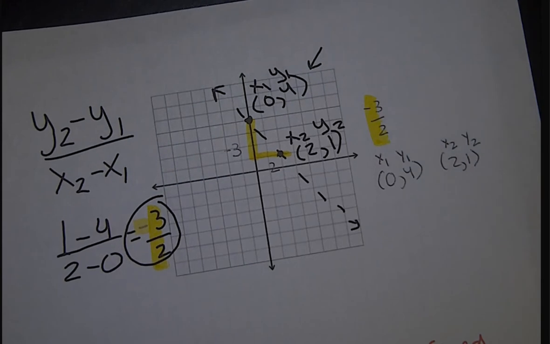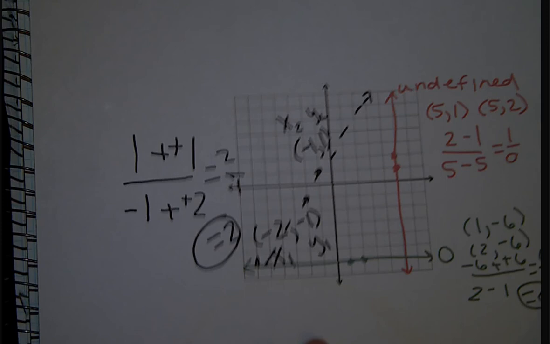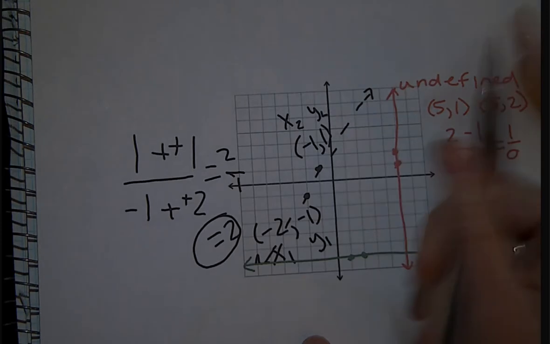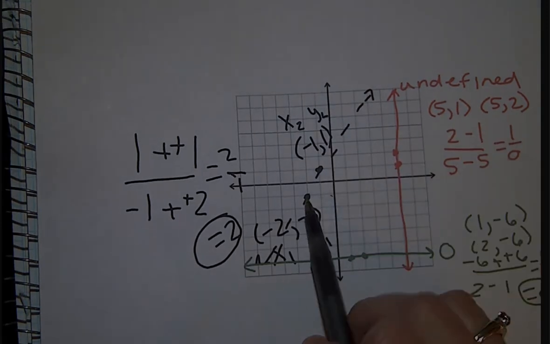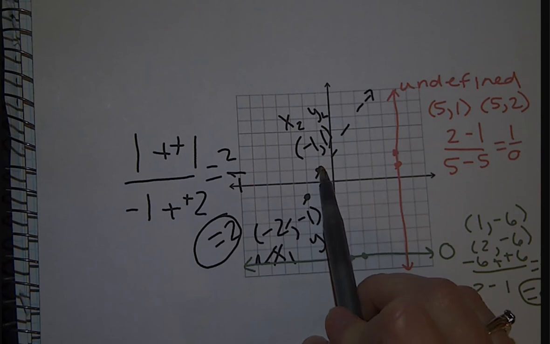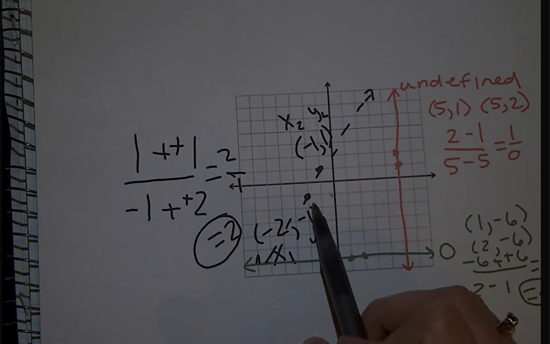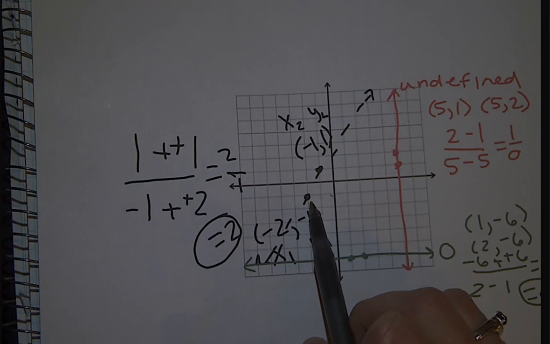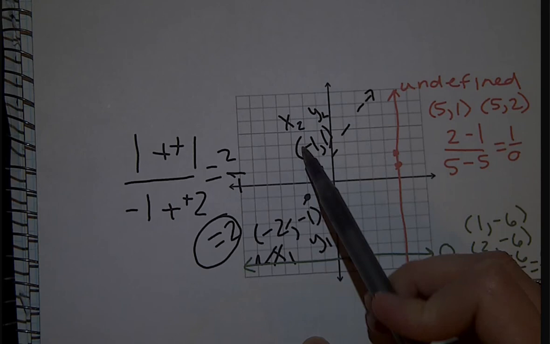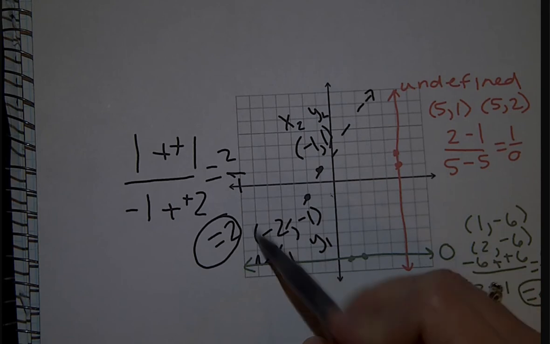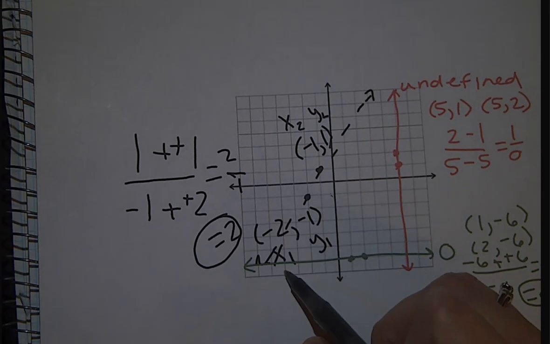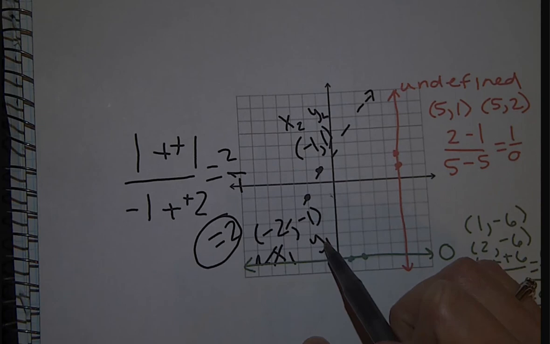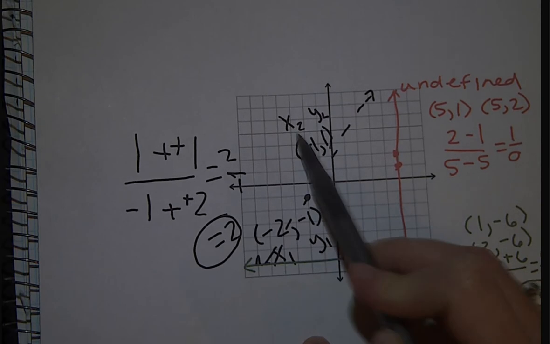So let's look at another one like that. And ignore this red and blue for now. So we're given the points negative 2, negative 1, and negative 1, 1. So if I just plug these into my formula, y2 minus y1 over x2 minus x1, so I've got them labeled here. I'm going to call this my first set of coordinate points. So negative 2 is my x1, negative 1 is my y1. Negative 1 up here is my x2, 1 is my y2.